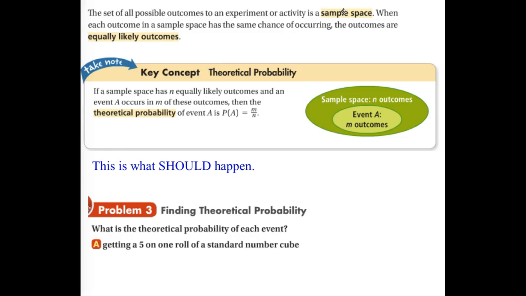If I toss a coin 10 times, I've done an experiment, okay? Let's say I toss a coin 10 times and 4 times I get heads and 6 times I get tails. What did I say? Heads was 4, tails was 6. What is the experimental probability of getting tails?